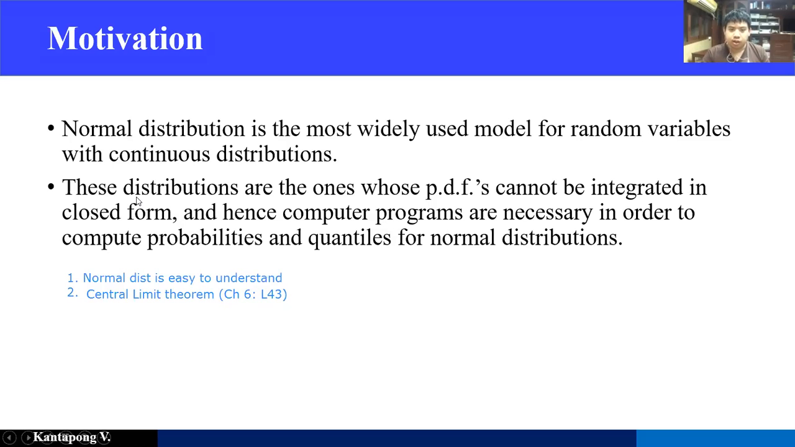But these distributions are strange in that they are the ones whose PDF cannot be integrated in closed form. So that's why there is a table of the normal distribution. Because the computer programs use some kind of numerical solutions in order to compute the probability and quantiles. And nowadays it is extremely easy. These are not limitations in using the normal distribution at all, okay?